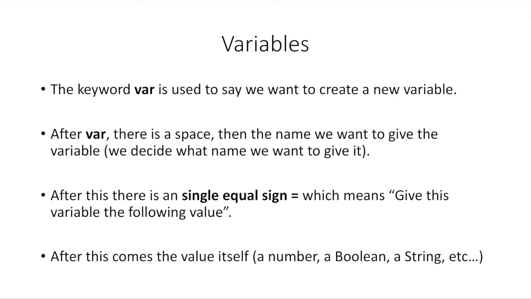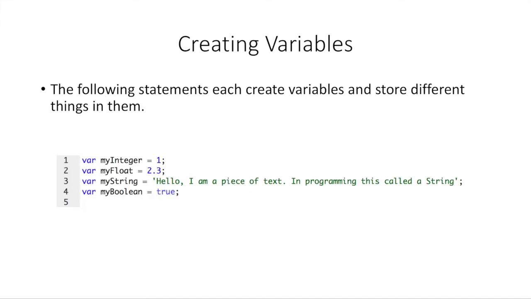And after that, you put the value itself. Like you put a number or true or a string in quotation marks, that kind of thing. So here are some statements that create different variables in JavaScript and store things. So the first one is line 1. It says var my integer equals 1 semicolon, because that's the end of a statement. So that's one whole complete statement, is that whole line.